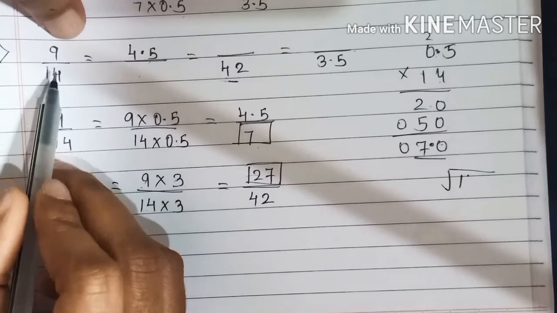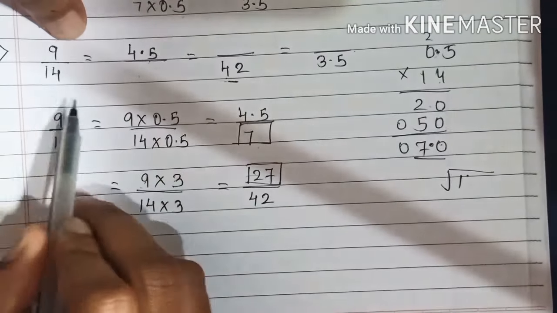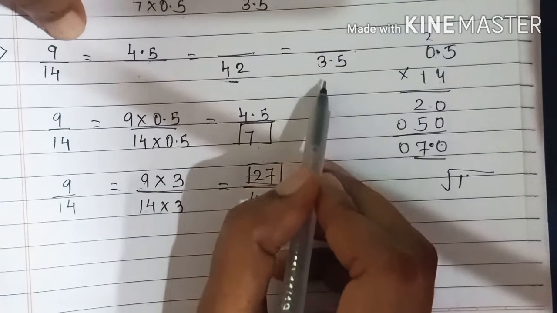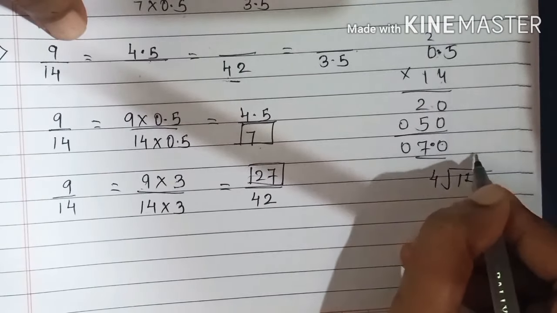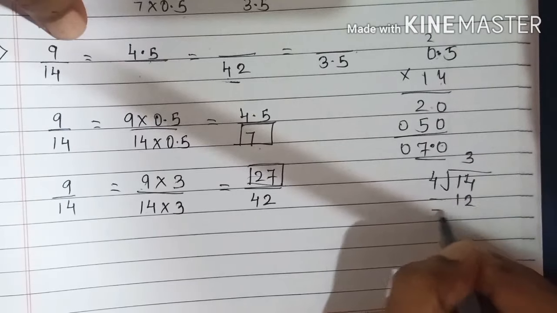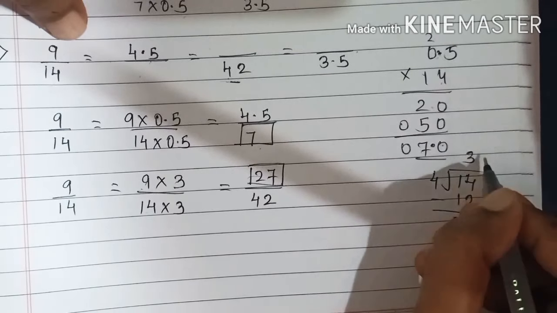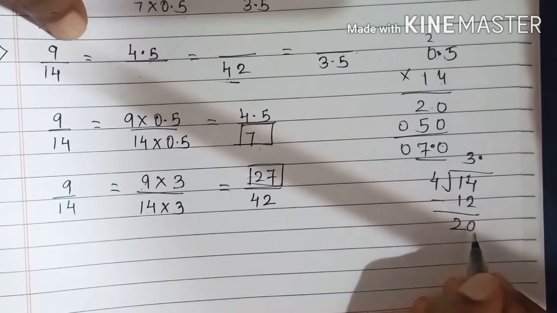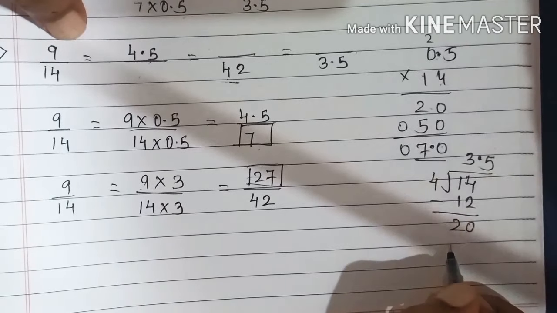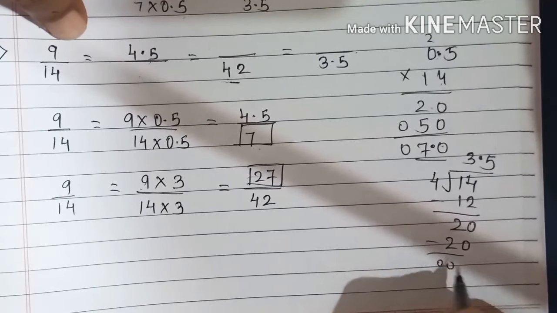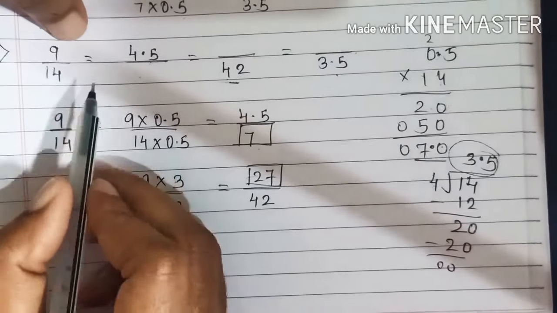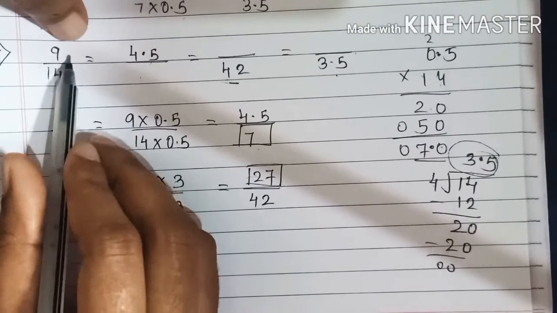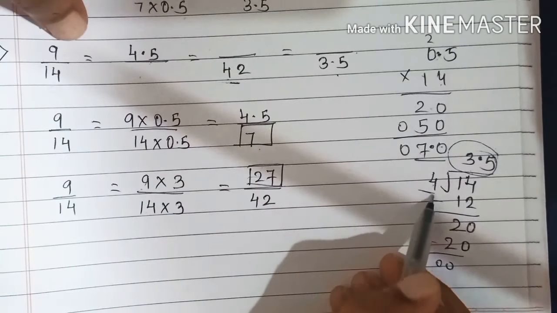Okay, if I divide 14 by 4, then I'll get 3.5 here. Just see, 14 divided by 4: 4 3s are 12. 14 minus 12 will be 2. Take the point here and then 0. 4 5s are 20. That means if I divide 14 by 4, I'll get 3.5 as an answer. That means numerator and denominator both will be divided by 4.